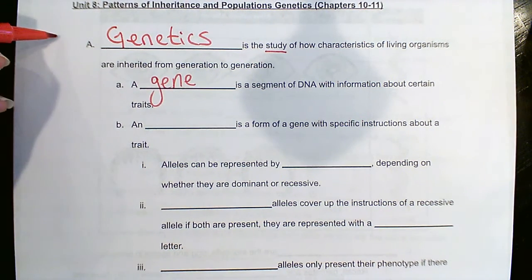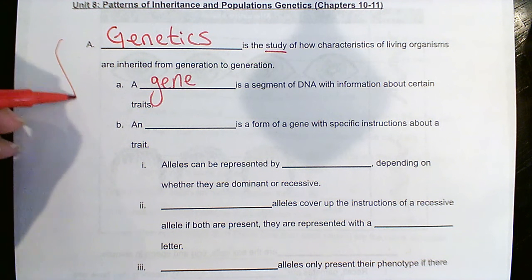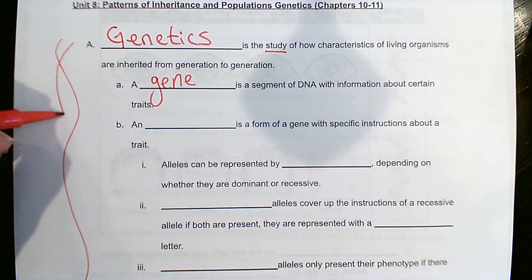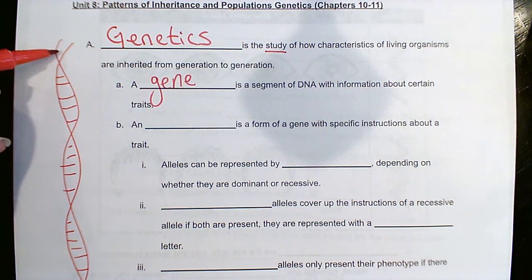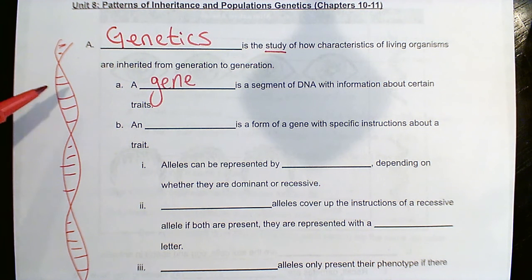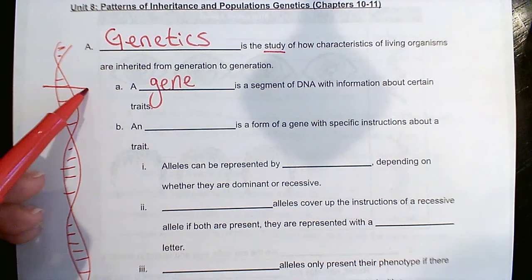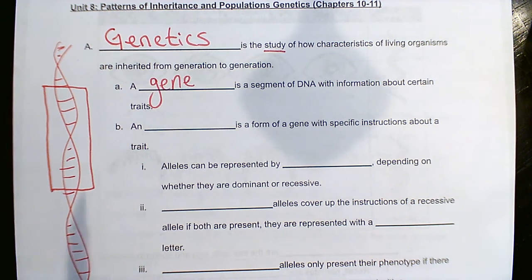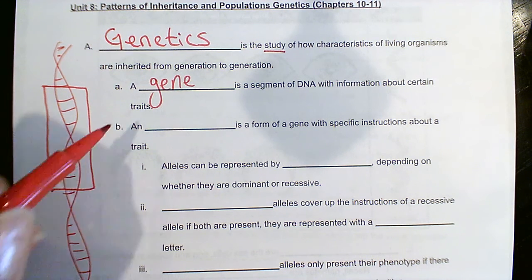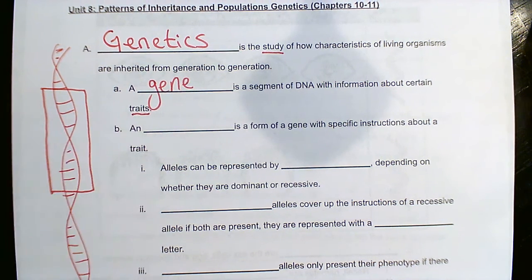Okay, so here's my long DNA strand. It's really a lot longer than this. And I've got those nitrogenous bases in the middle holding the DNA together. So a gene is a certain segment of DNA. So maybe I'm talking like from here to here. All right, it's a certain segment of DNA with information about a trait.